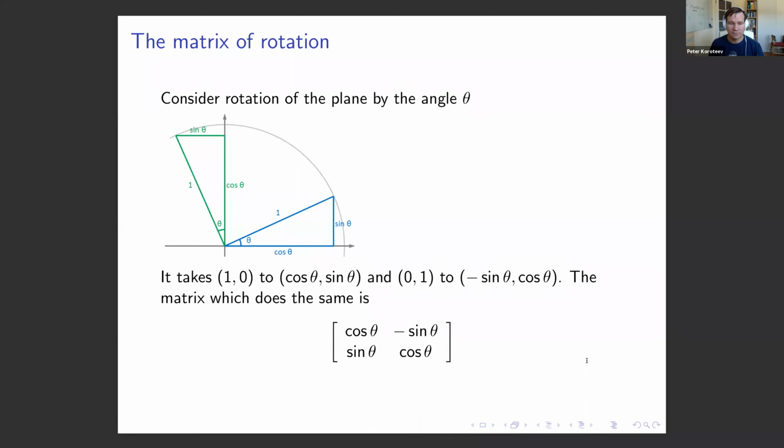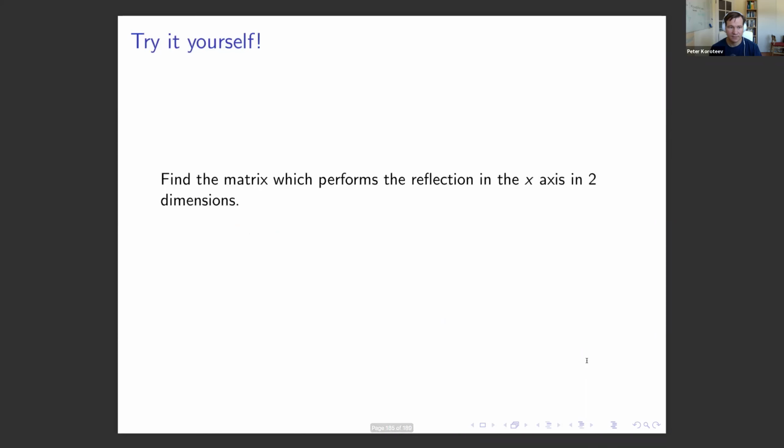Let's do the rotation. We saw that it takes the vector 1, 0 to cosine theta, sine theta, and the vector 0, 1 to negative sine theta, cosine theta. Therefore, the matrix of the linear transformation is cosine theta, negative sine theta, sine theta, cosine theta. Feel free to exercise with these examples. You can see that this matrix performs the reflection in the x-axis in two dimensions. So it's 1, 0, 0, minus 1.